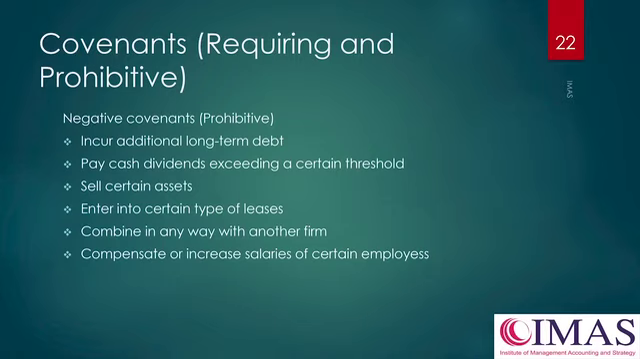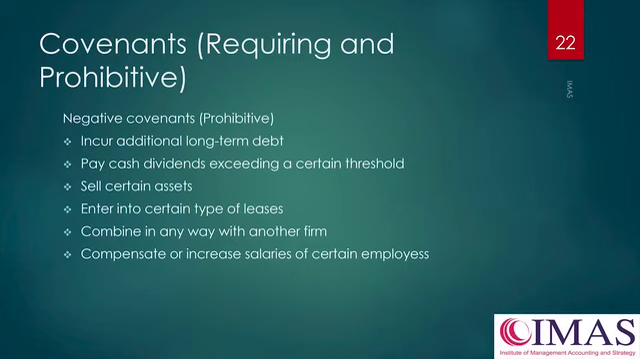And the company might also be prohibited from selling certain assets. These assets might have been offered as collateral, so they have to be kept. These are the assets that are generating the cash for the business, so they cannot be sold. And the company may be prohibited from entering into certain types of leases or combining in any way with another firm, or compensating or increasing salaries of certain employees. So we call this prohibitive covenant. They restrict the company from undertaking certain activities. So this might reduce the flexibility of the directors in a company.